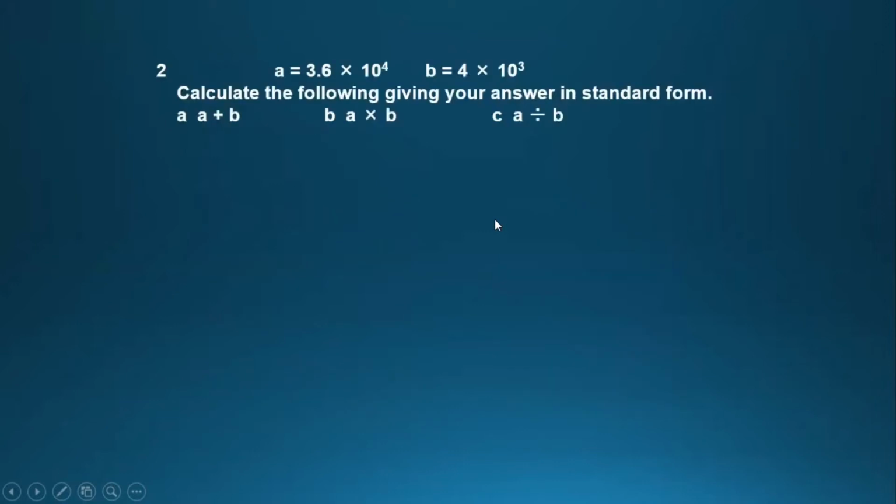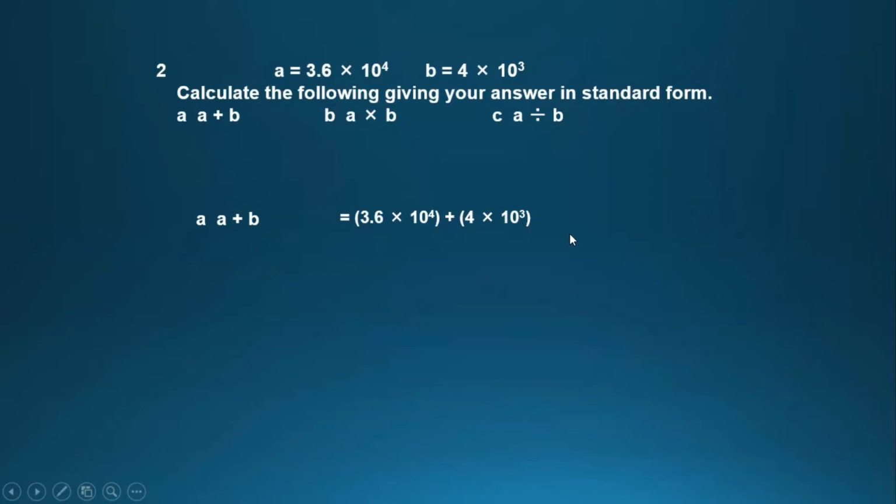Okay, let us solve some questions based on this standard form. Here you are given A is equal to 3.6 into 10 to the power 4, and B is equal to 4 into 10 to the power 3. You are asked to calculate A plus B, A into B, and A divided by B. So let's start with the first, A plus B. Let's put the value of A, which is 3.6 into 10 to the power 4. Now you can see here it is 10 to the power 4, whereas it is 10 to the power 3.